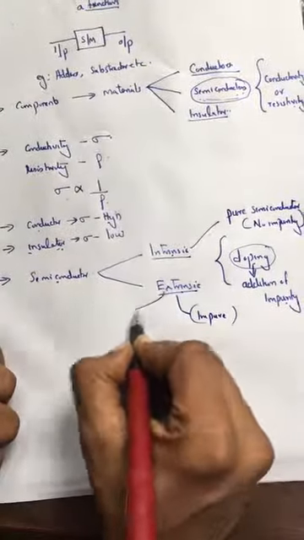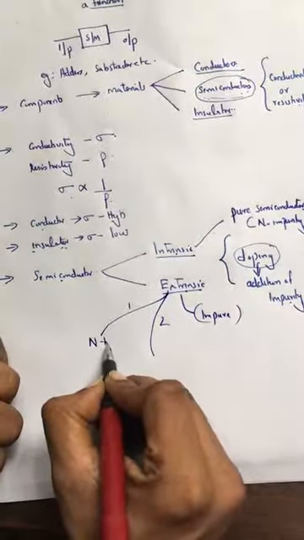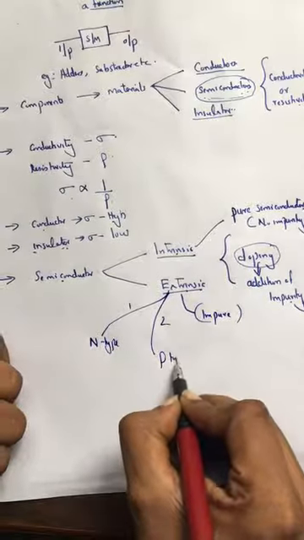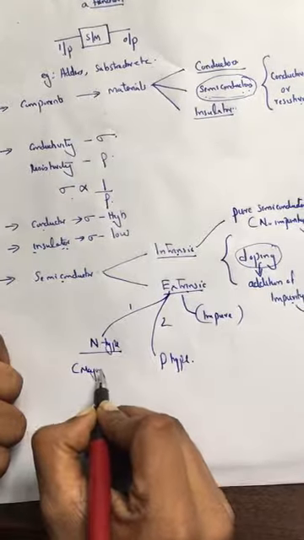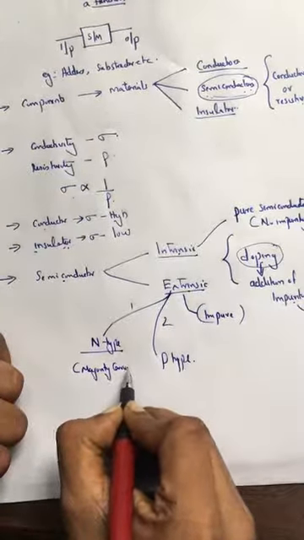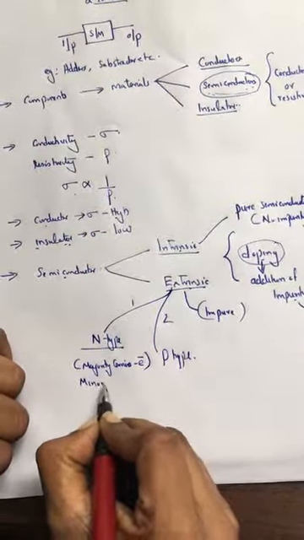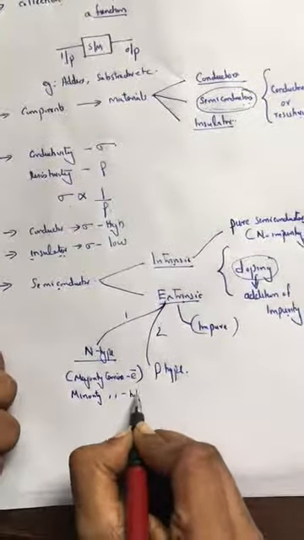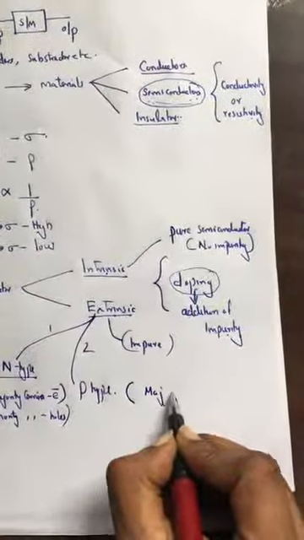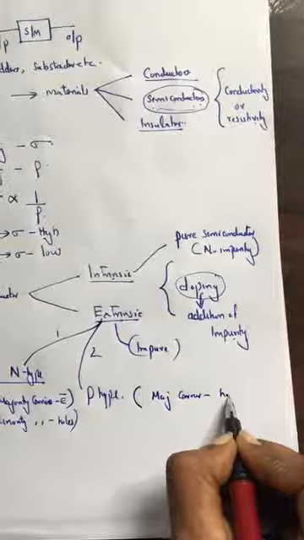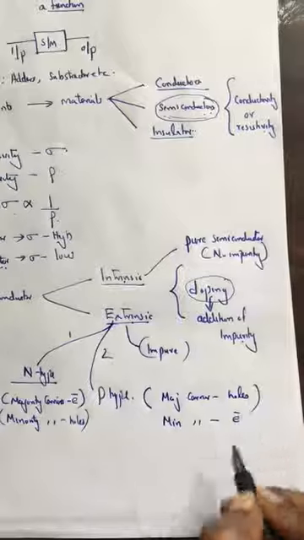And this extrinsic is classified into two. One is called N type and the second one is called P type. In N type, majority carriers are electrons, minority carriers are holes. Whereas in P type, majority carriers are holes, minority carriers are electrons.